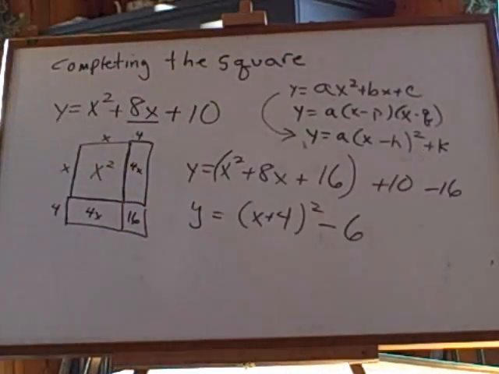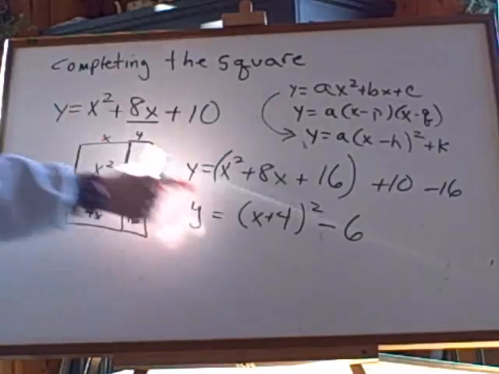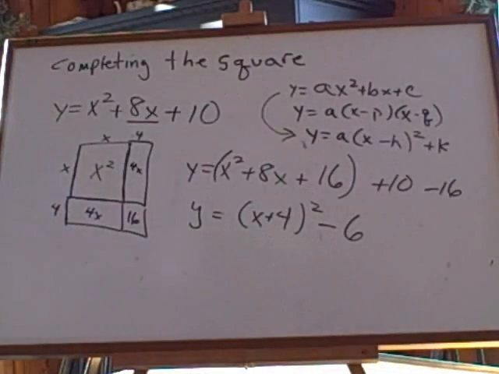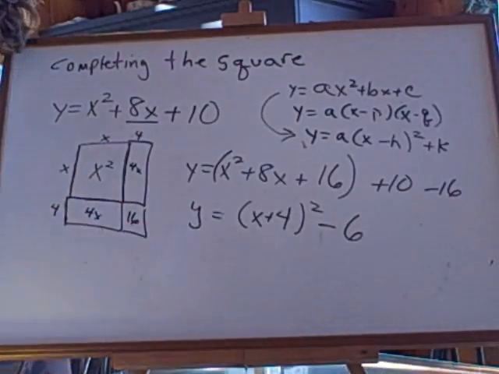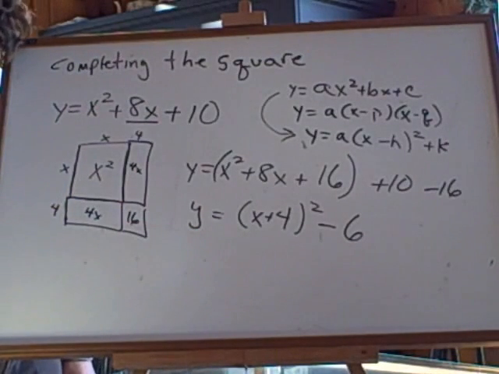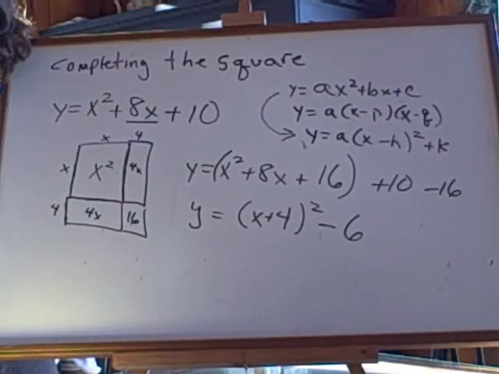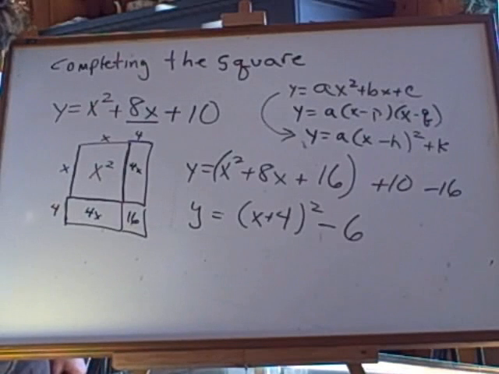Sweet. Now, does this look like this? Why, yes, teacher, it does. Yay! We just converted standard form into vertex form by completing the square. Now you're thinking, how did I do that? We're going to do it again and again and again until you get it.